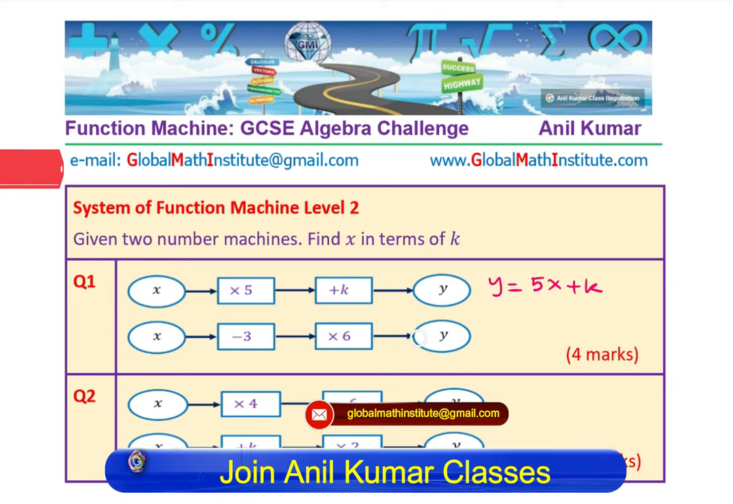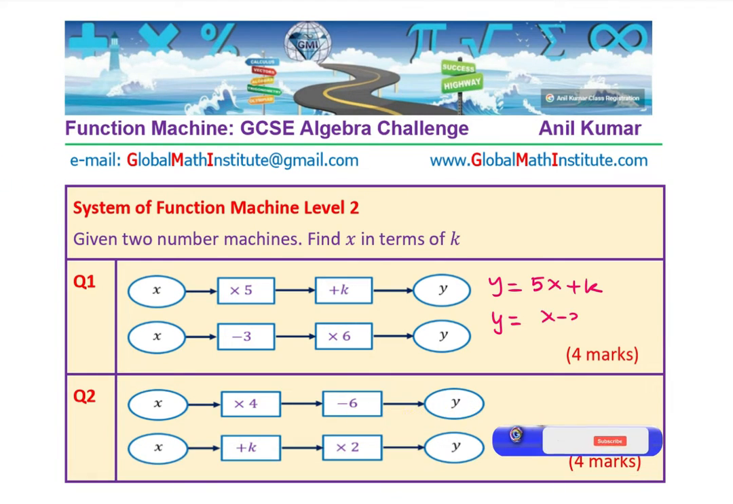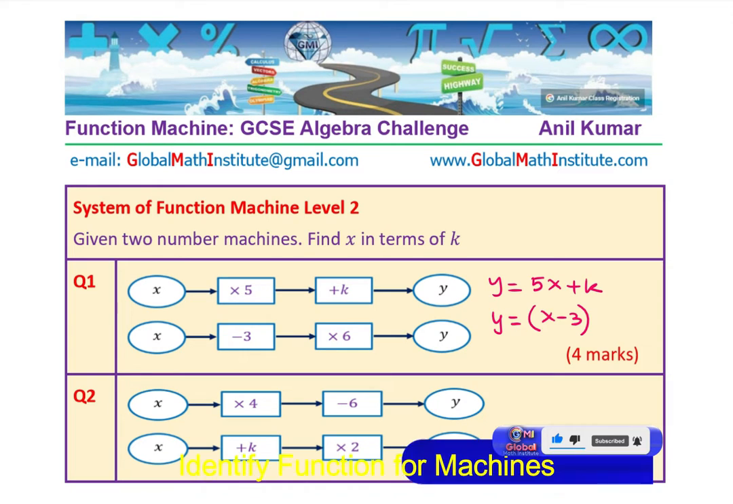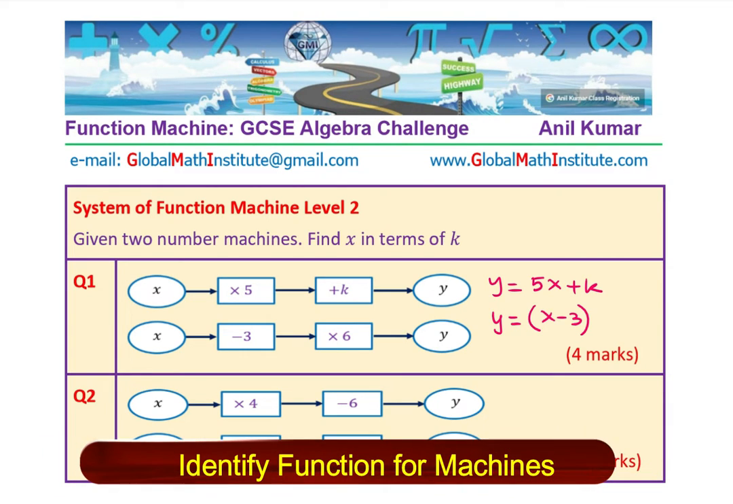The second equation we can form as y equals to what? x minus 3 times 6. So for the second equation, y is x minus 3. Now when you multiply by 6, it is in the brackets. So the number which you get by subtracting 3 from x is to be multiplied by 6. You get an idea. So that is how we can relate the two number machines, right?